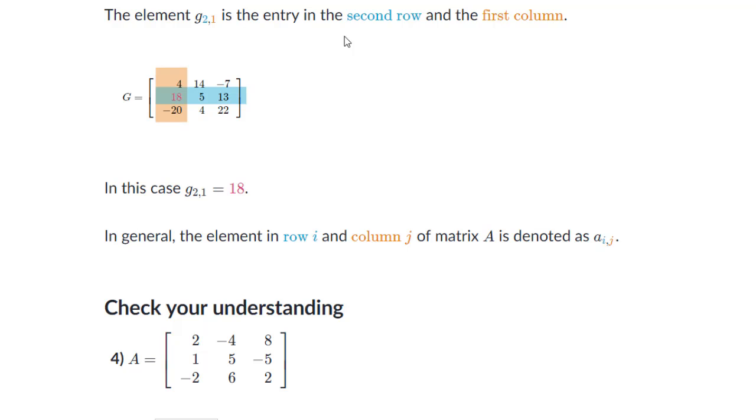The element G21 is the entry in the second row and the first column of the matrix G. Here you can see the value of G21 is 18. In this case, G sub 2,1 is equal to 18. 2 is the number of the row and 1 is the number of the column. In general, the element in row i and column j of matrix A is denoted as A sub i,j.